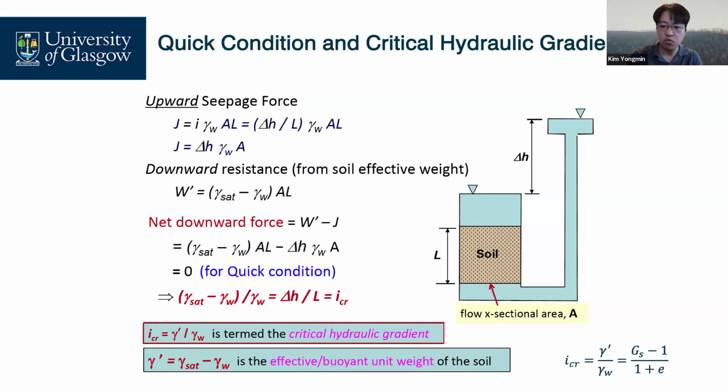And then let's come up with the downward resistance. It's called the soil's effective stress, the soil's self-weight. So the downward resistance, W prime, is the submerged unit weight times the soil's volume, where gamma sat minus gamma w is gamma prime, the submerged, or effective, unit weight. This is the way we calculate the soil's effective stress under the groundwater table.